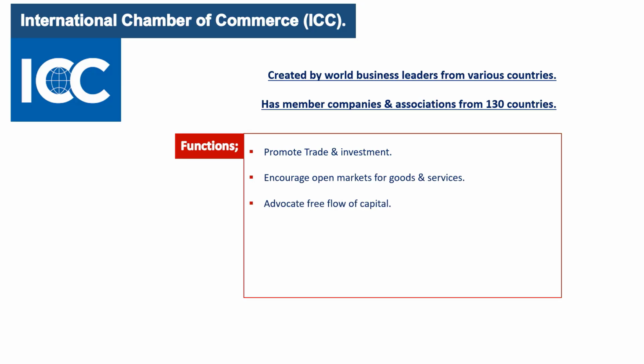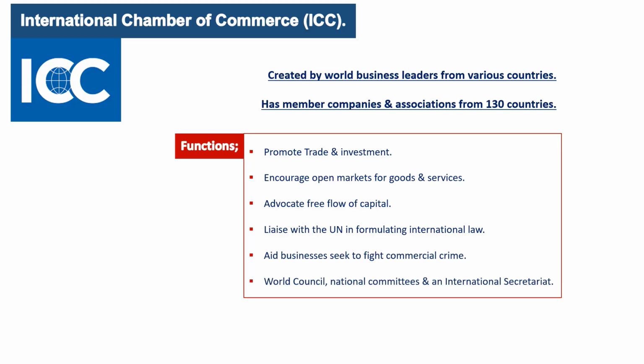Also to ensure free flow of capital, where money from one jurisdiction can be allowed to be invested in another, or a citizen of one country can source resources from another in order to augment their trade. Another aim is to cooperate and advise the UN in formulating international laws and provide practical services to businesses that seek to combat commercial crime such as money laundering. Now, the ICC has a World Council, national committees and groups, and an international secretariat.